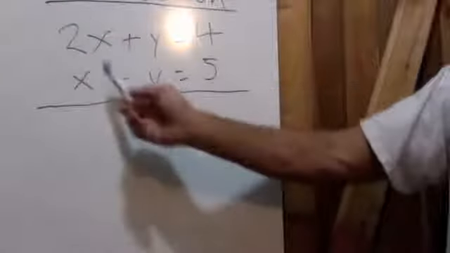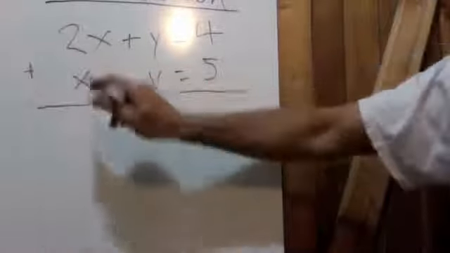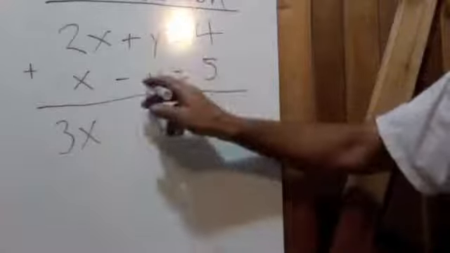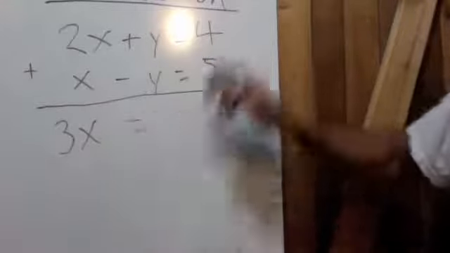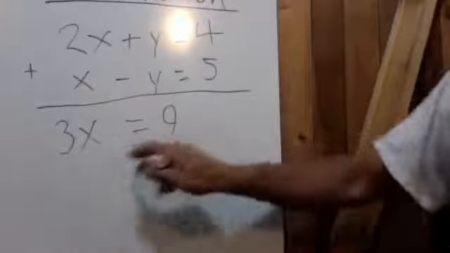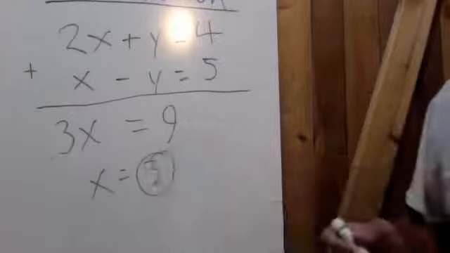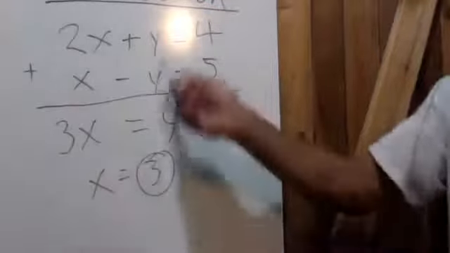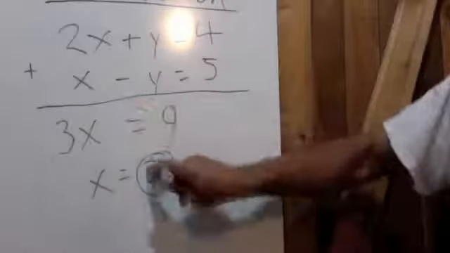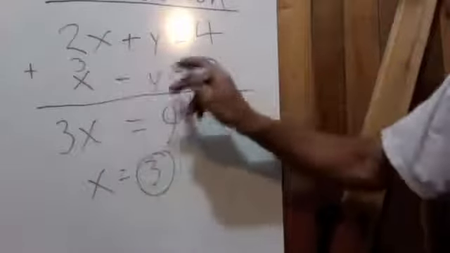If we simply add 2x plus x, just make a big plus out there, we're going to get 3x. If we add positive y and negative y, it goes away. And if we add 5 and 4, we get 9. Now we just need to solve: x equals 3. And once you have that, all you have to do is go back to either one of these equations and stick it in there. So let's just put it in here. We'll get 3 minus y equals 5.